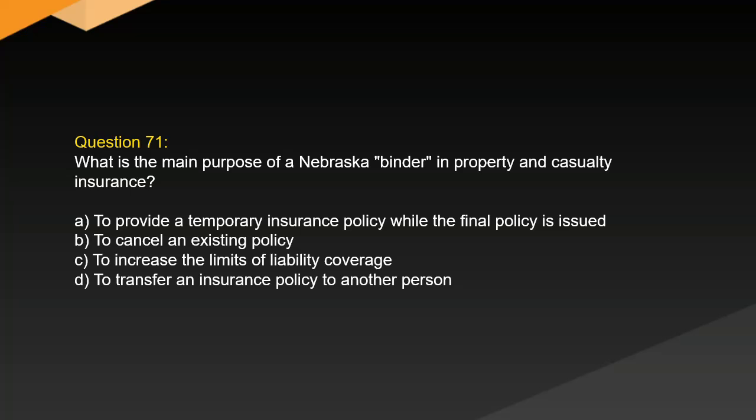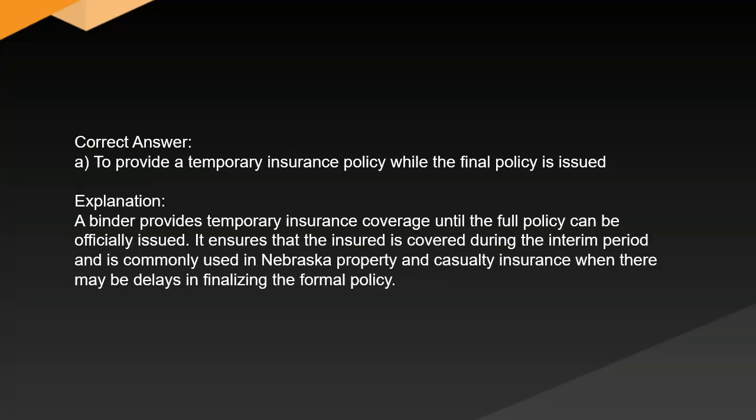Question 71. What is the main purpose of a Nebraska binder in property and casualty insurance? A. To provide a temporary insurance policy while the final policy is issued. B. To cancel an existing policy. C. To increase the limits of liability coverage. D. To transfer an insurance policy to another person. Correct answer: A. To provide a temporary insurance policy while the final policy is issued.